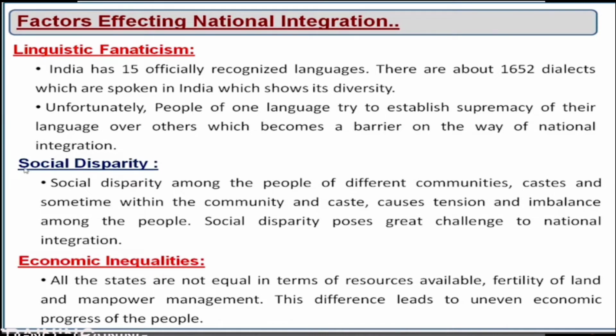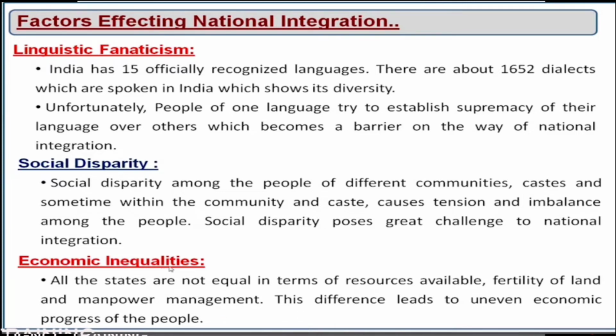Coming to the next one, social disparity. Social disparity refers to inequality in society based on unequal distribution of goods, services, wealth, power, rights, duties, etc. This social disparity among the people of different communities, castes, and sometimes within the community and caste causes tension and imbalance among the people. Social disparity poses great challenge to national integration.